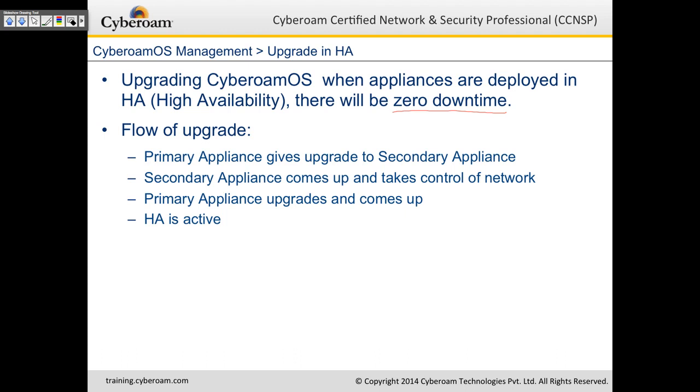Now, how will the flow of the upgrade happen? The primary appliance gives the upgrade to the secondary appliance. Then the secondary appliance comes back up and takes control of the network. And then the primary appliance upgrades and comes up, and HA becomes active. So that's why you receive zero downtime even if the appliances are in HA and upgraded.